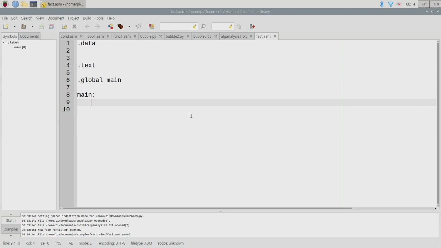Okay, so we'll call this fact.asm, and I'm going to define down here a function called fact, and then we'll do stuff. All right, so first part of any program, right?